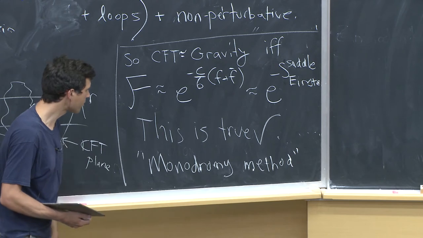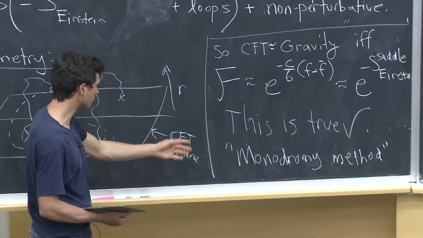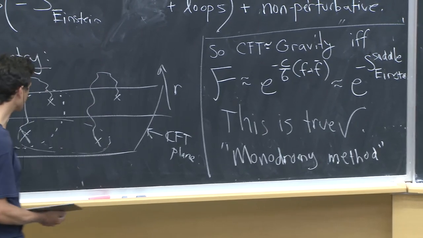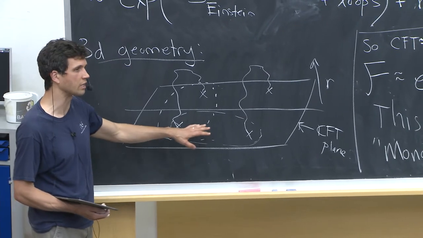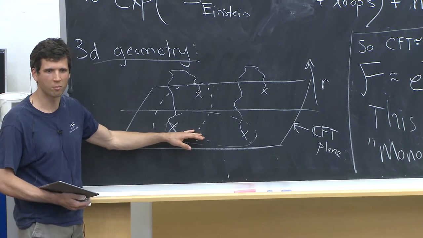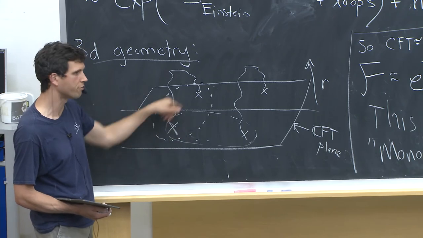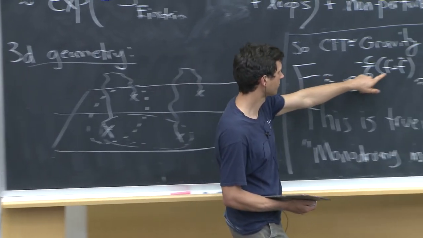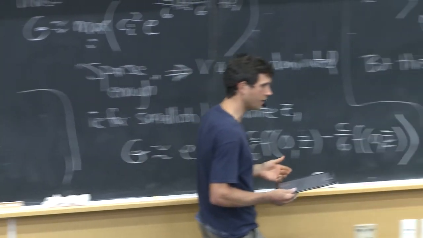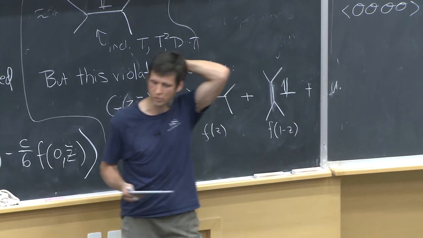I won't talk about the monodromy method, but I'll tell you in one sentence what it is. It was introduced by Zamolodchikov in some of the original work on the semi-classical block. The idea is that you're supposed to construct flat SL2C connections with certain monodromy properties, and then you can use a Ward identity, essentially, to read off the semi-classical block. 3D gravity is also related to flat SL2C connections, so there's a direct map between these two calculations.